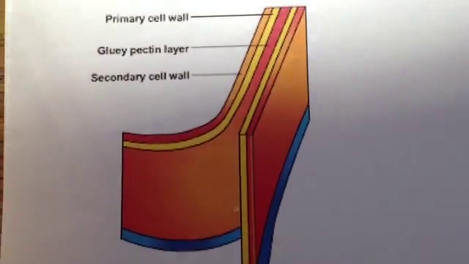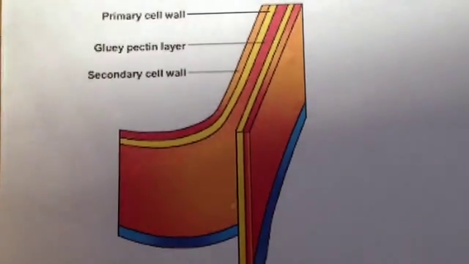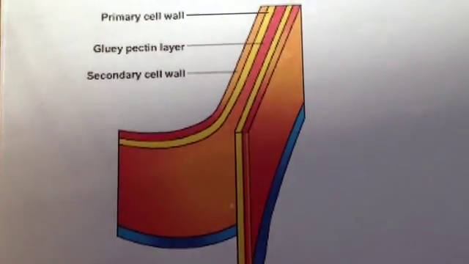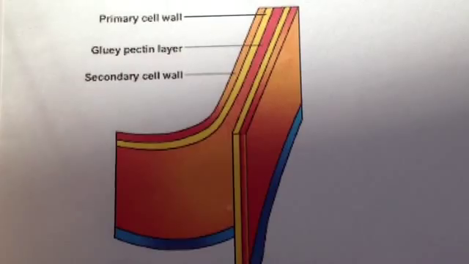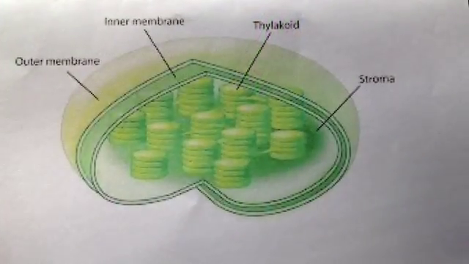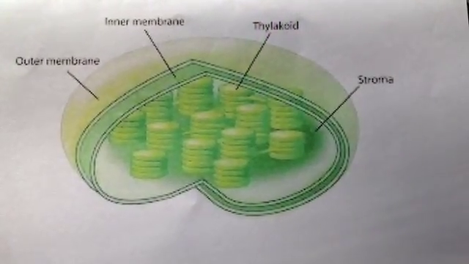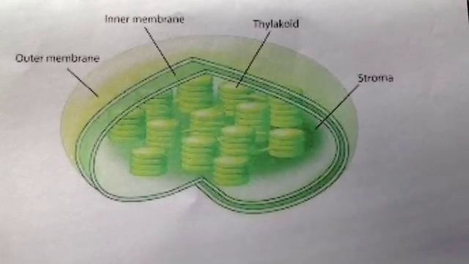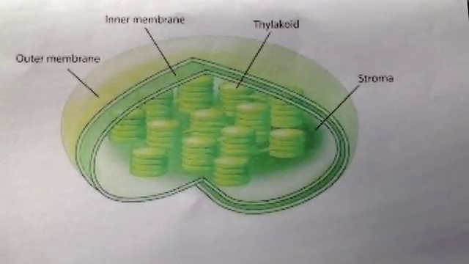The cell wall is a protective layer external to the plasma membrane in plant cells, bacteria, fungi, and some protists. It protects the cell and helps maintain its shape. Chloroplast is an organelle found in plants and photosynthetic protists that absorbs sunlight and uses it to drive the synthesis of organic molecules from carbon dioxide and water.